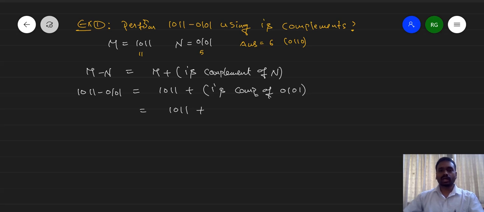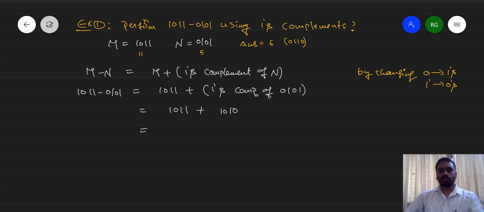We already know how to find the 1's complement of n. We can find the 1's complement of a binary number by changing zeros into ones and ones into zeros. This is how we find the 1's complement of a binary number. Simply invert. So the 1's complement of 0101 is 1010.